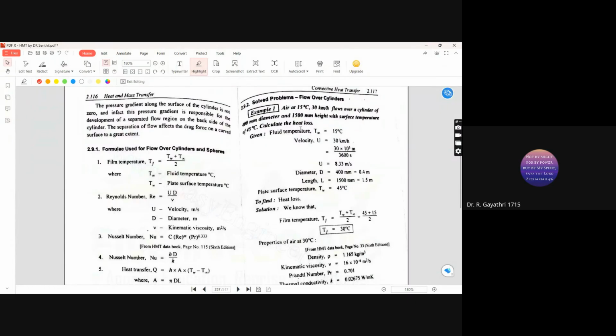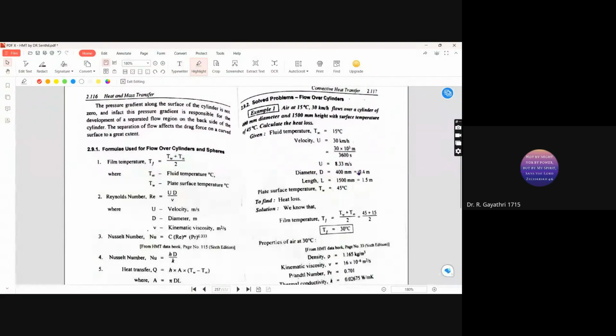Okay, let me read it again. Air at 15 degrees centigrade, 30 km per hour flows over a cylinder of 400 mm diameter and 1500 mm height with surface temperature of 45 degrees centigrade. We can again calculate the heat loss. Fluid temperature is 15, fluid velocity 30 km per hour. We can use SI units alone. An hour is 3600 seconds, a kilometer is 10 power 3 meter. So the U value in meter per second is 8.33.